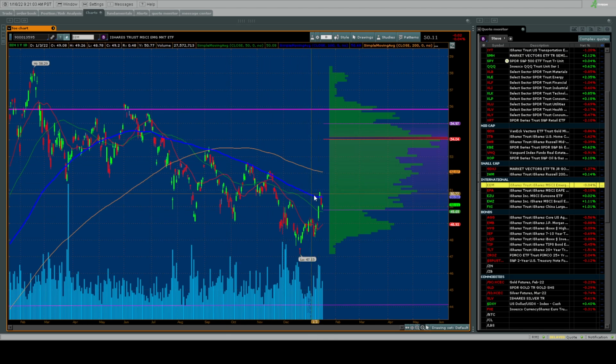But notice how it tagged that 100-day moving average across the 100-day. It's been confirming to the bottom side, bottom side, bottom side. What does that tell you for EEM? Bearish. What does it tell you for mining stocks?